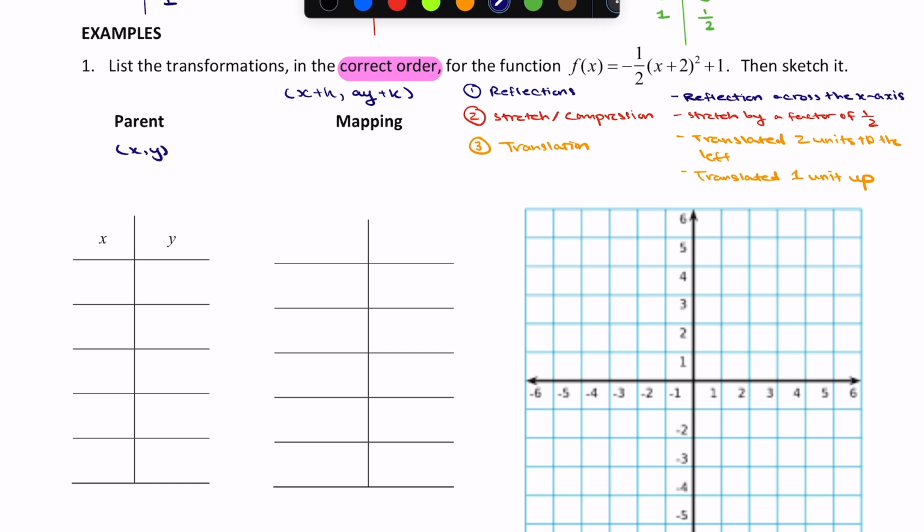So here, our parent function is x and y. In terms of our mapping notation, we're going to list our transform function and the transformations that affect the x and the y value. So here, the h value in this situation is going to be -2, so x minus 2. Our a value here is -1 over 2, and our k value here is 1. So x minus 2 and -1/2 y plus 1.